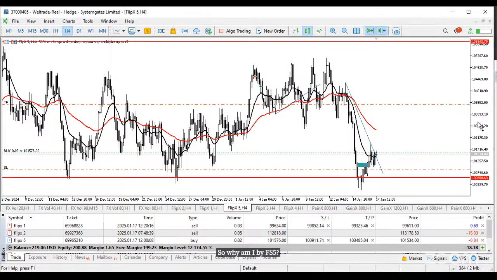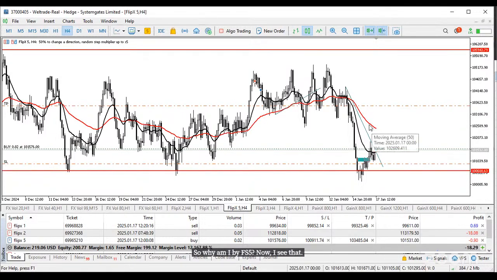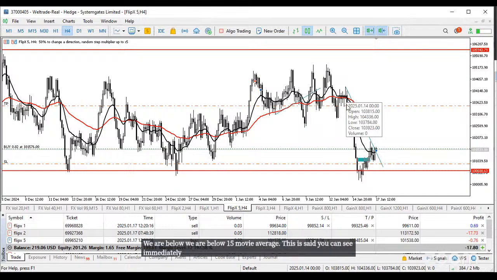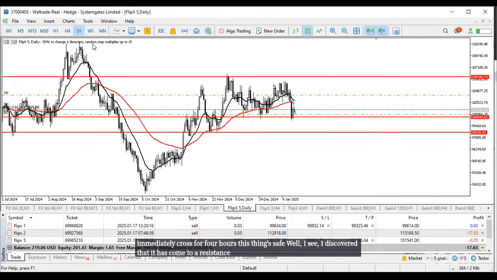Now I see that we are below the 50 moving average. This is a sell. You can see it immediately crossed on 4 hours. This is a sell, but I discovered that it has come to a resistance. But let's look at daily.